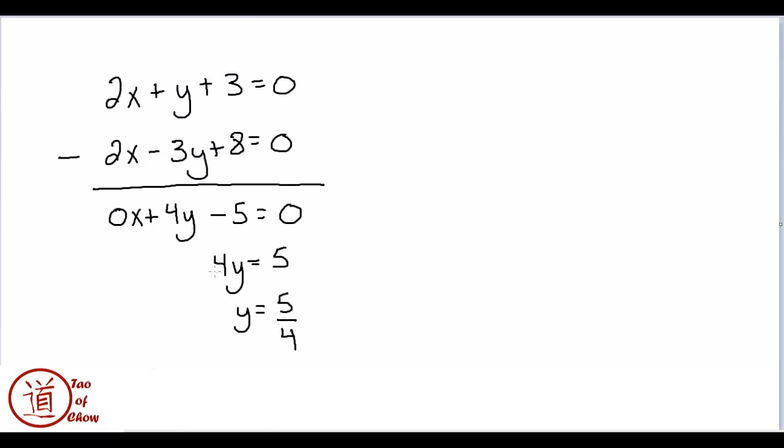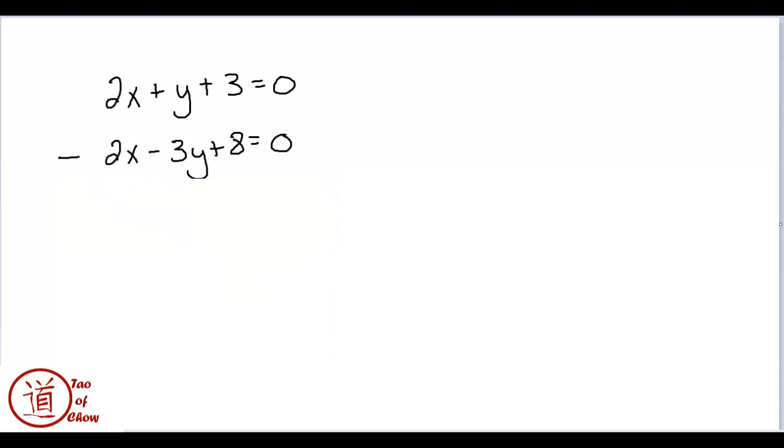Now that's really good for us, but it only works right now because the x's match up. Because you have a 2x and a 2x. But what about the y's? Is there a way to eliminate and find out what y is? Or find out what x is?